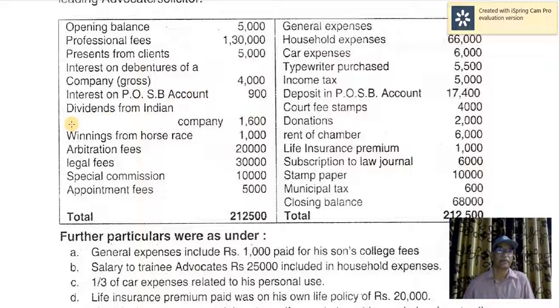Then dividends from Indian company, that again falls under income from other sources. Moreover that is exempt, so that is not an item of professional income. Winning from horse race again falls under income from other sources. Arbitration fees, that is an item of professional receipts. Legal fees, special commission, appointment fees, all these are items of professional receipts.